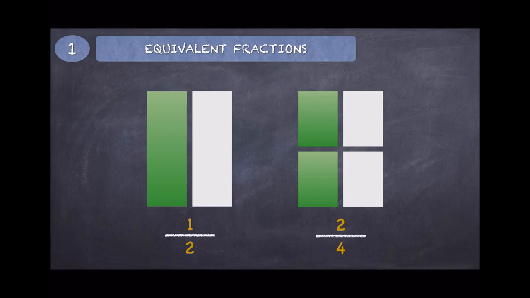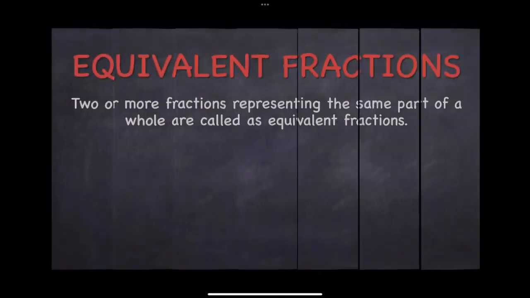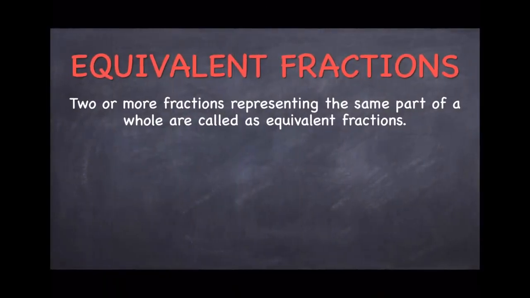Now you can clearly observe that the two fractions are representing the same part of the whole. Therefore, 1 by 2 and 2 by 4 can be called equivalent fractions even though they have different numerators and denominators. So children, can you now try to define what equivalent fractions are? Yes, you're absolutely right. Two or more fractions representing the same part of a whole are called equivalent fractions.